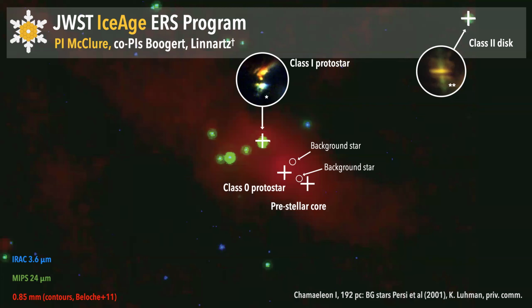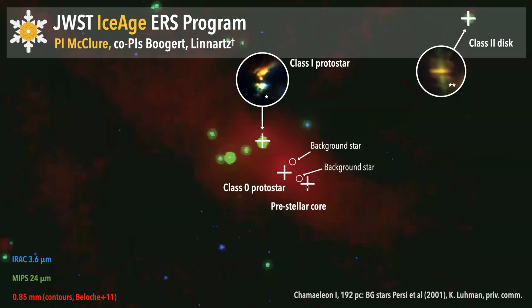One of the first programs that we had with JWST to observe ices was the Ice Age Early Release Science Program, which is the program that I'm the PI for. In this program, we looked at a particular molecular cloud in the Chameleon-1 star forming region. The molecular cloud material here is indicated in red, and you can see that there are a number of different green and blue targets in here. I've indicated with crosses some specific sources that we targeted with this program.